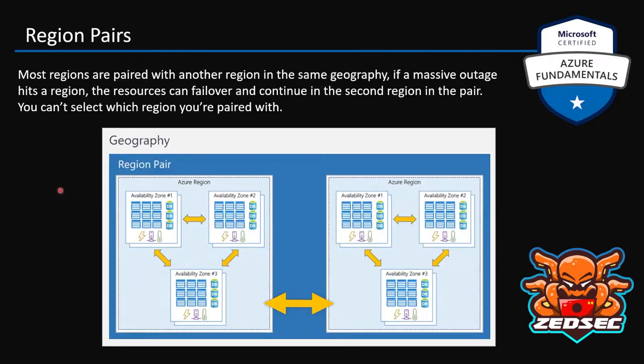So, region pairs. Most regions are paired with another region in the same geography. So if a massive outage hits a region, the resources can fail over and continue working in the second region in the pair. You can't select which region you're paired with though.